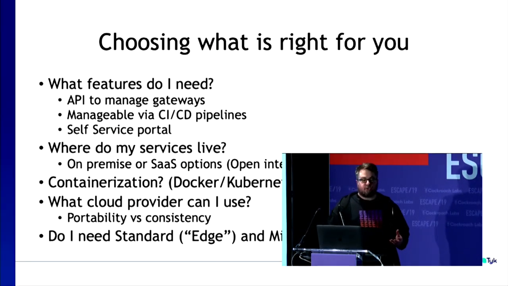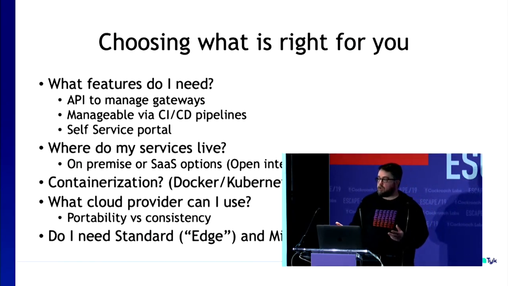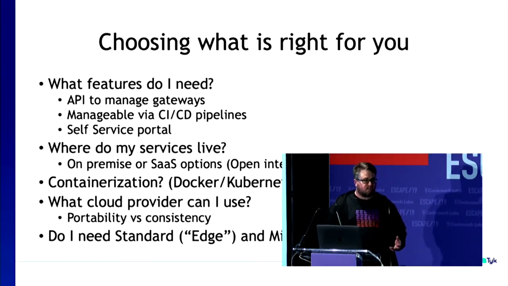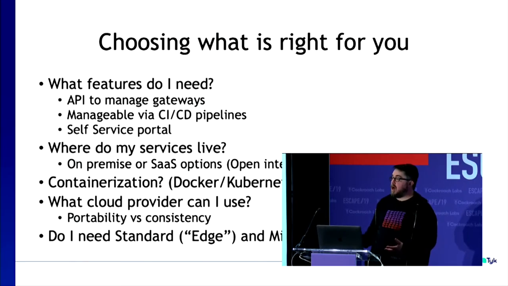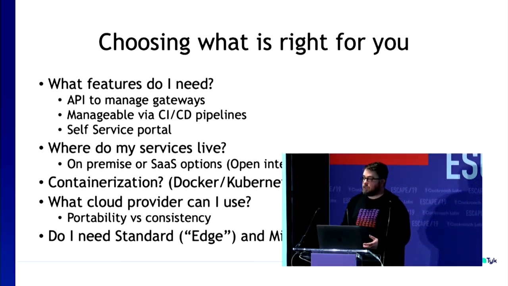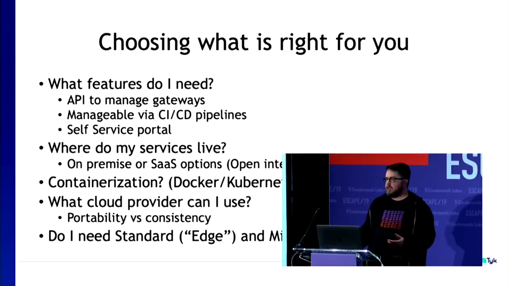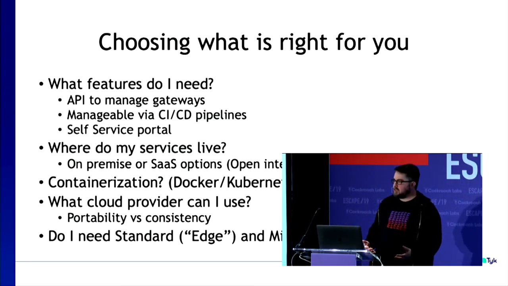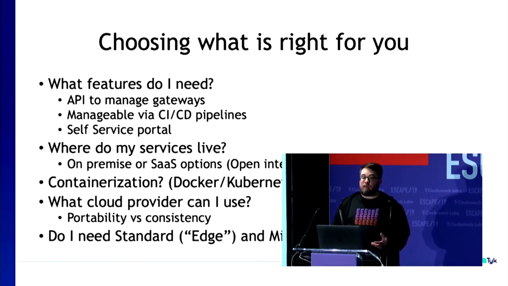So how do you choose what's right for you? That really all comes down to what your application is, how your application is written, and who your audience is for it. Do you need APIs to manage those gateways? Is it manageable through a CI/CD pipeline? So can I go ahead and say, well, I need to deploy this gateway, or I need to deploy a gateway configuration? Can I throw this in my Jenkins or my Concourse CI and deploy that through a software development lifecycle? Does it have a self-service portal?